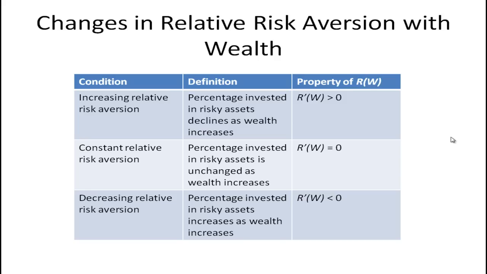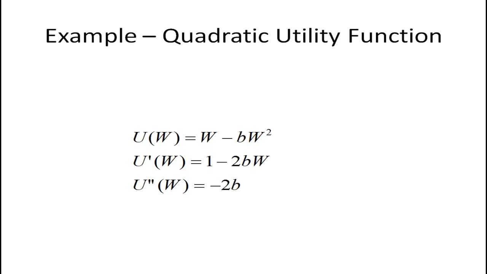This is not quite so clear which one would be obvious. In the case of absolute risk aversion, it seems that decreasing absolute risk aversion makes sense. Here it's not really so obvious. In many cases, we assume constant relative risk aversion, not because we have empirical evidence or that it makes common sense, but just for simplicity purposes. So let's take a look at a couple of examples here.